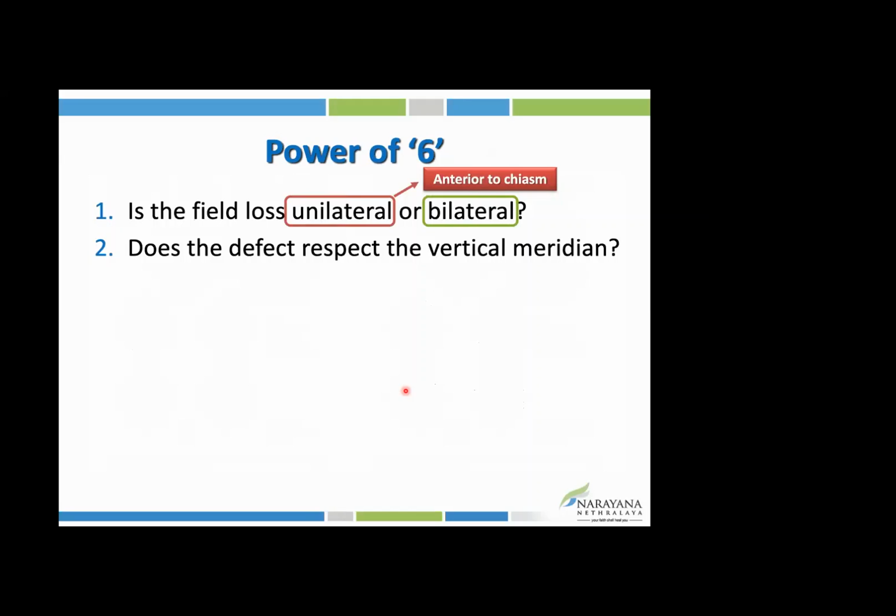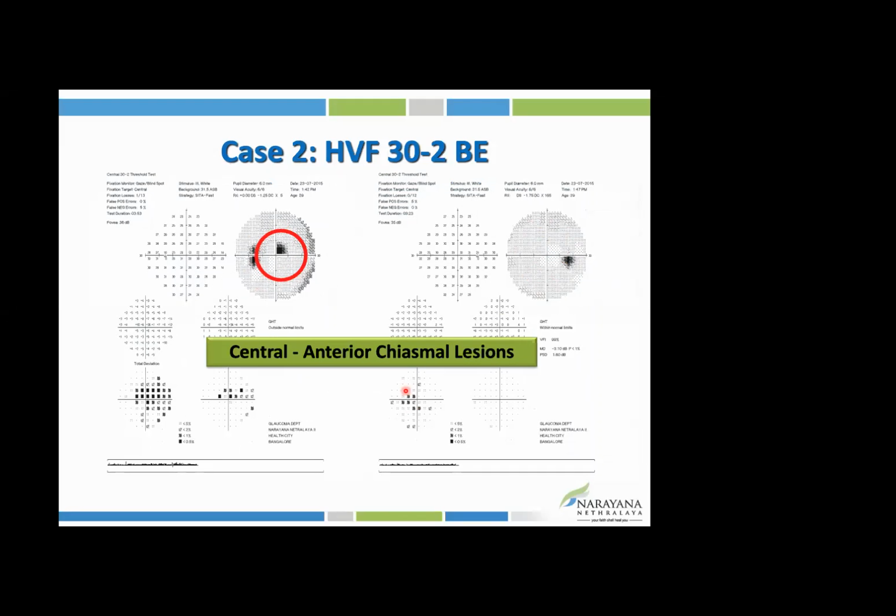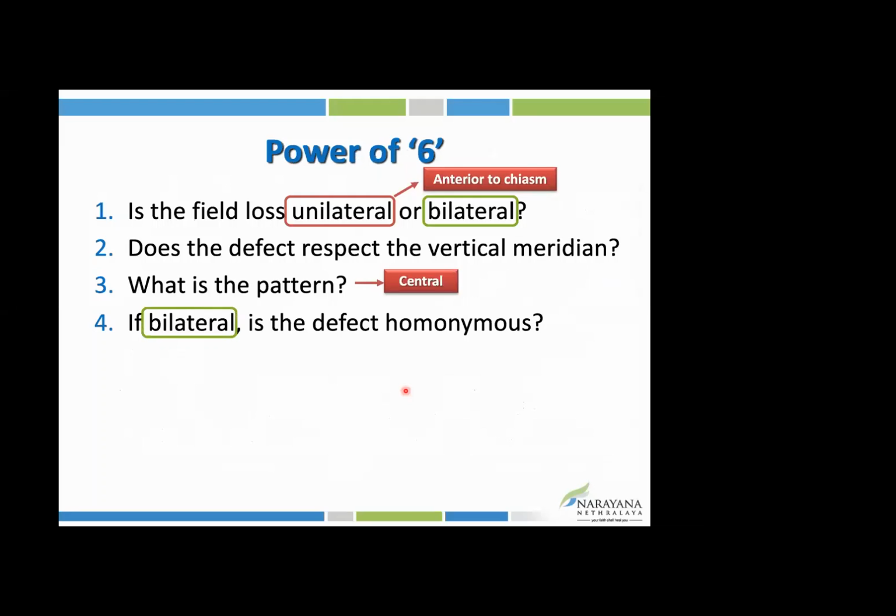Yes, you're audible. So the next question, does the defect respect the vertical meridian? Yes, it does in both cases. And what is the pattern? It is central. So a similar pattern, but with a different representation, one unilateral and one bilateral. So coming to our case, case 1 will definitely have a posterior chiasmal lesion because it's bilateral respecting the vertical meridian. This being only unilateral, we are looking at an anterior chiasmal lesion, and having the same central pattern. So now coming to the next question, bilateral: is the defect homonymous?